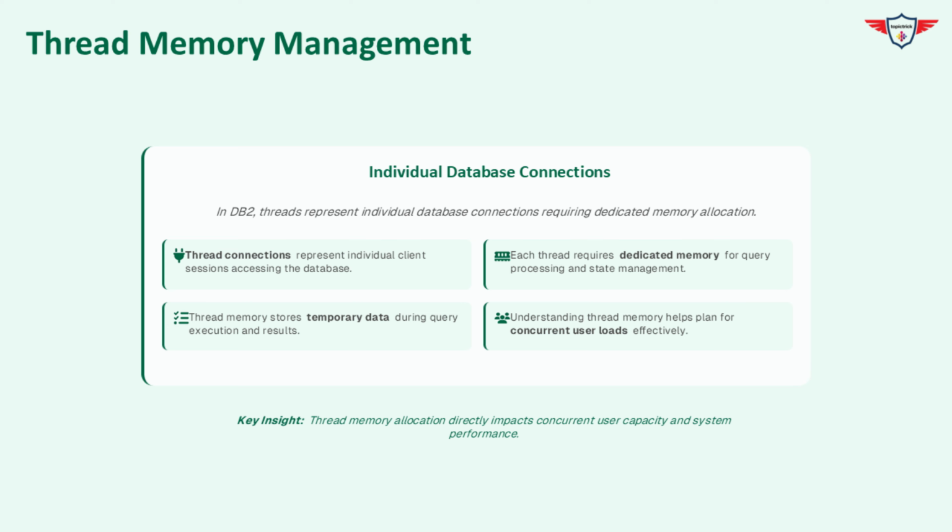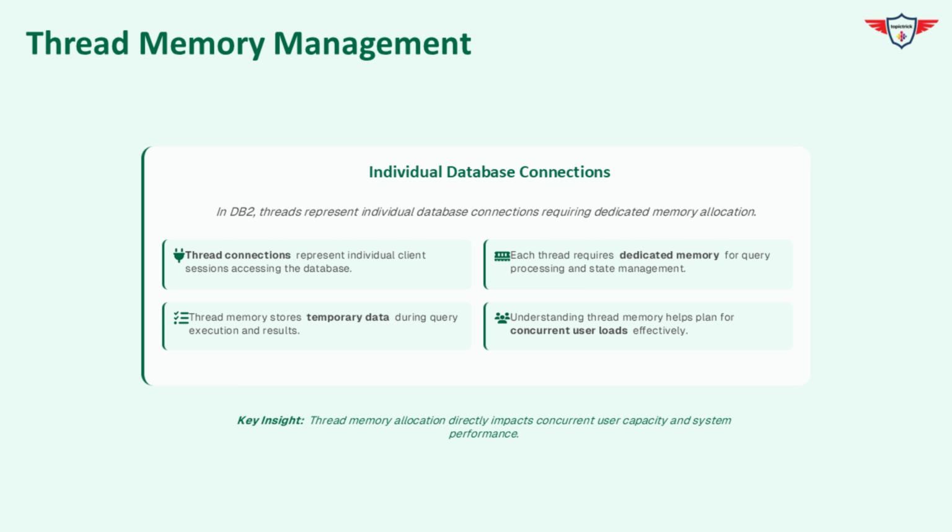DB2's workload management takes memory optimization to the next level by recognizing that different types of database work have different memory requirements and characteristics. Let's compare two common workload types. Reporting workloads typically involve complex analytical queries that scan large amounts of data. These workloads benefit from larger buffer pools because they're reading lots of data pages. They also need increased sort memory for aggregation and ordering operations, and they can tolerate longer execution times in exchange for thoroughness.